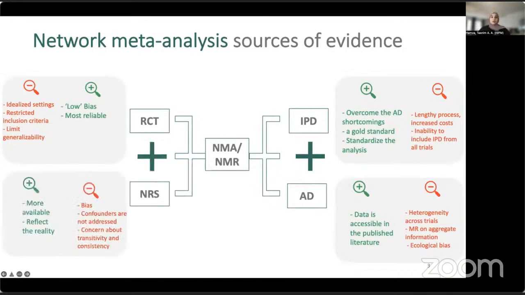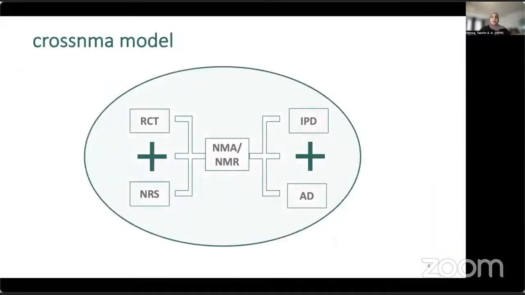On the other hand, non-randomized or observational studies reflect reality better, but they come with a high risk of bias. We might need in some situations to combine these types of evidence while taking into account the biases of each design. And this is what the cross-NMA model is doing.